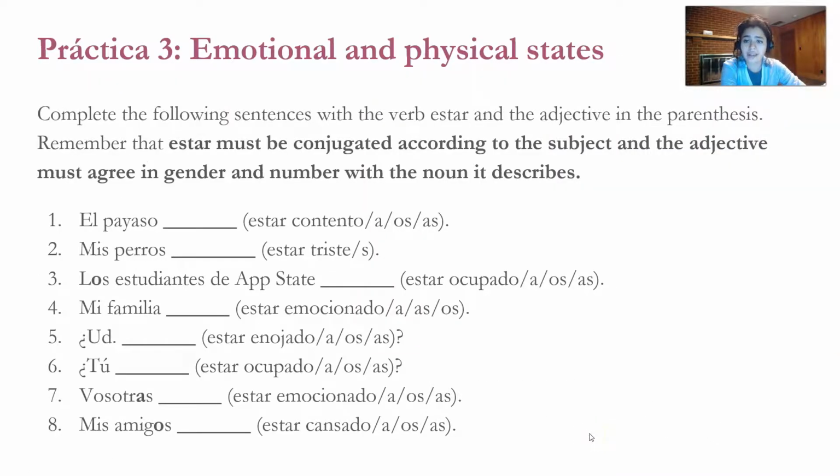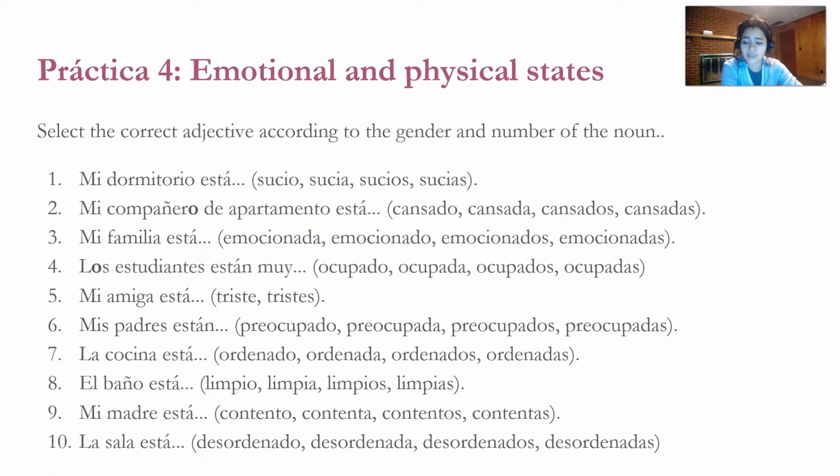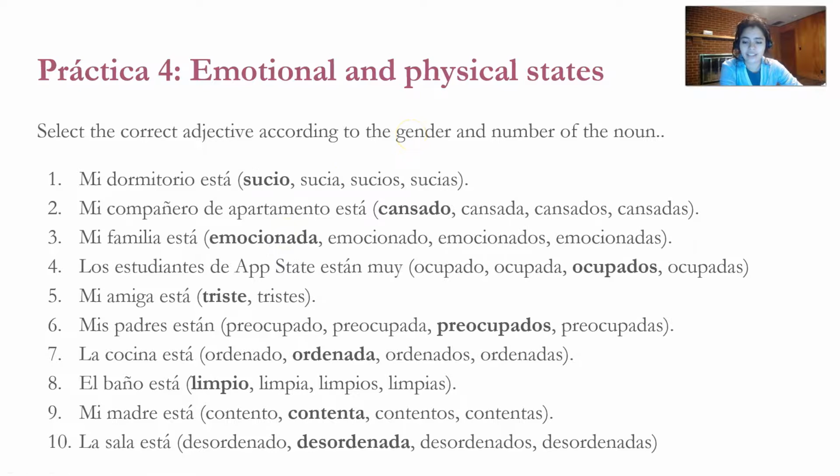We're gonna do a practice. Practice number 3. Emotional and physical states. Complete the following sentences with the verb estar and the adjective in the parentheses. Remember that estar must be conjugated according to the subject, and the adjective must agree in gender and number with the noun it describes. Here you can check your answers. Práctica 4. Select the correct adjective according to the gender and number of the noun. And here you can check your answers.